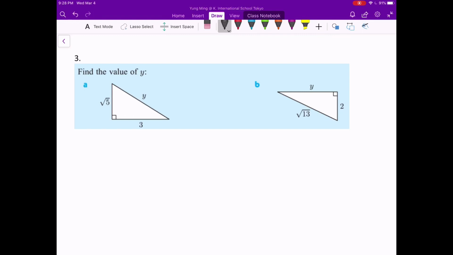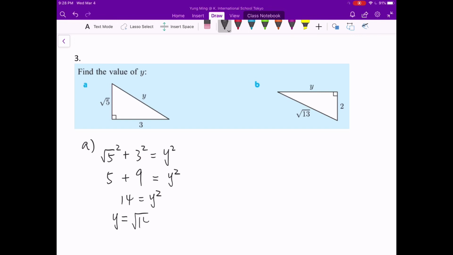Whenever you're ready, we will go over it together. So for part A, what you're going to get is square root 5 squared plus 3 squared equals to y squared. The root 5 squared is equal to 5. Be careful, that's not equal to 25. Plus 3 squared equals to 9. And all that equals to y squared. That being said, we have 14 equals to y squared. Y is equal to square root 14.